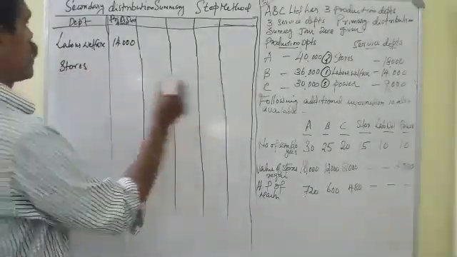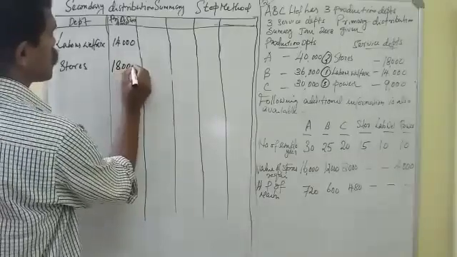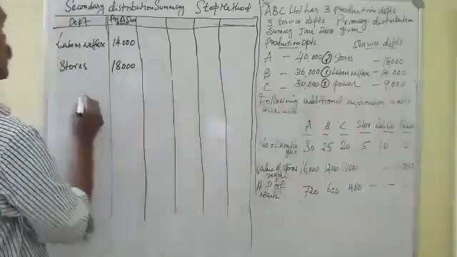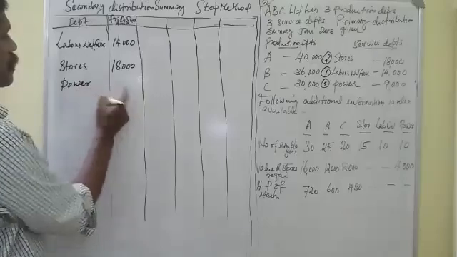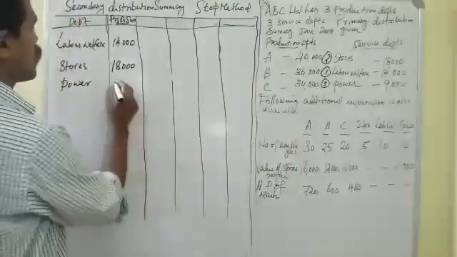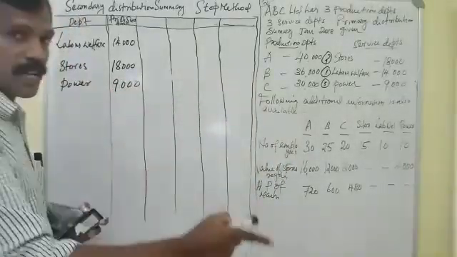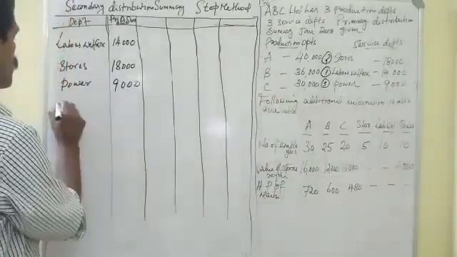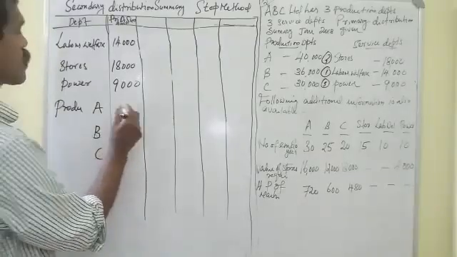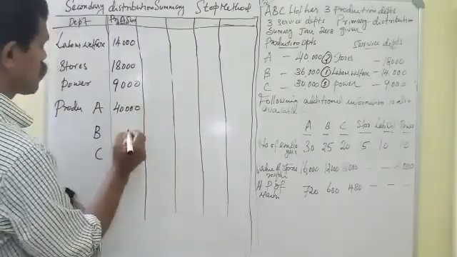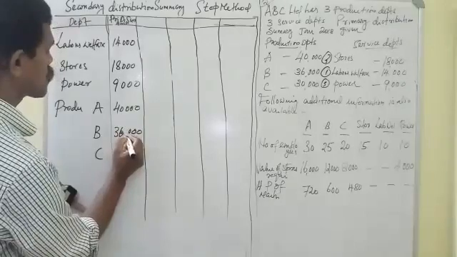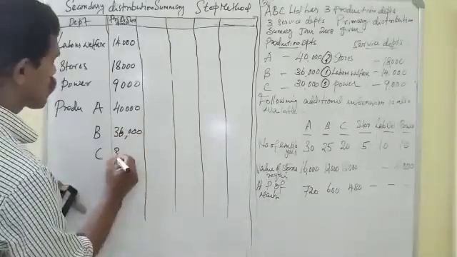Stores department 18,000. Stores department is the second department which serves the maximum number of other departments, and then thirdly we write the power department. Power department is the service department which serves the least number of other departments. So the amount is 9,000. Then we write the amounts of our production departments, firstly A, then B, and then C. A's amount is 40,000. Then B's amount is 36,000, and then C's amount is 30,000.